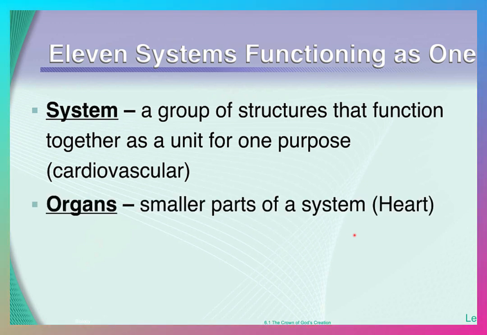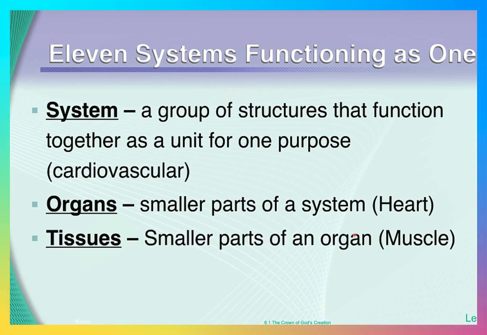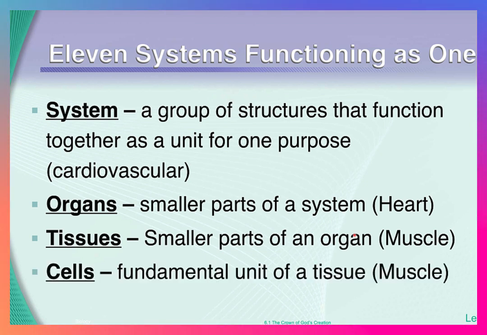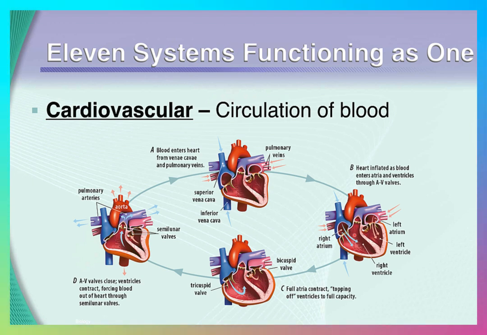Organs are the smaller parts of a system. For example, the heart is one of the organs that make up the cardiovascular system. Tissues are an even smaller part of an organ. So muscle tissue, specifically cardiac muscle tissue, is one of the tissues that make up the heart. And then cells are the fundamental units of a tissue. And again, cardiac muscle is made up of cardiac cells or cardiac muscle cells. So as I said, the various systems are made up each individually in order to perform a function.